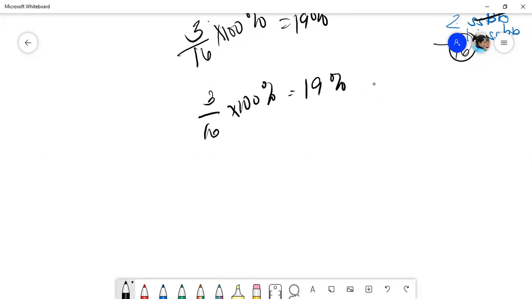Okay, but in your exam, you have to write the conclusion. There's a 19% probability that we will have an offspring of the spotted brown eye. Okay, so on and so forth. And then the last one, 1 divided by 16 times 100%, that is 6%. Okay, for a total of 100%.